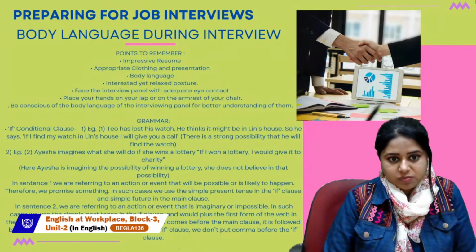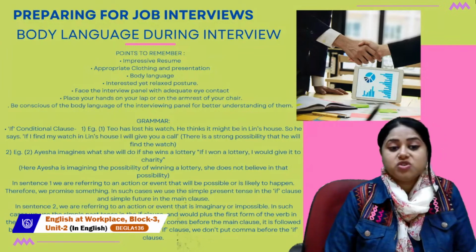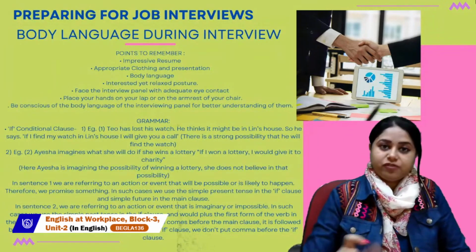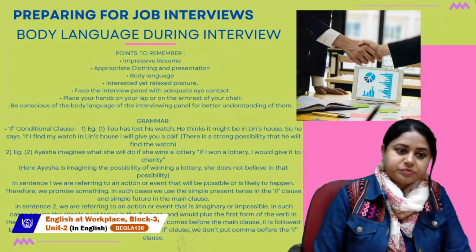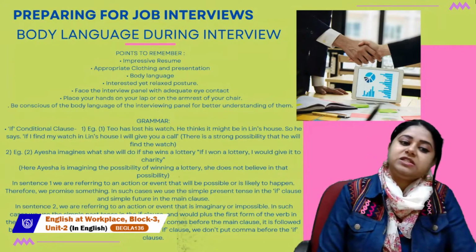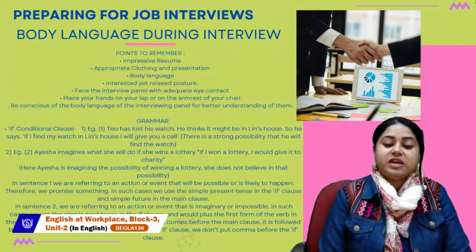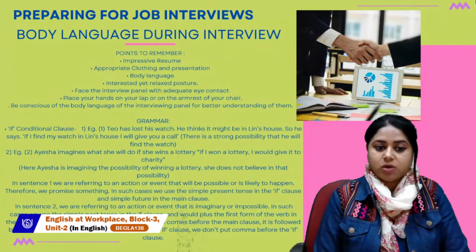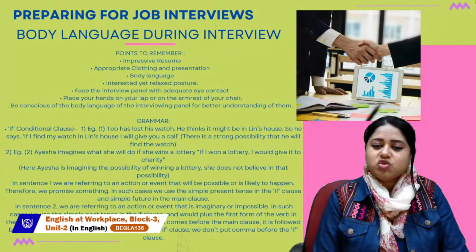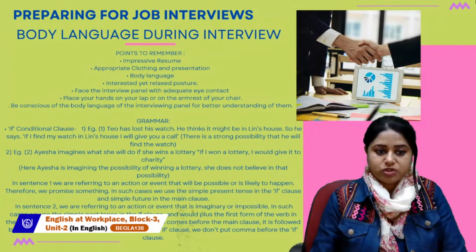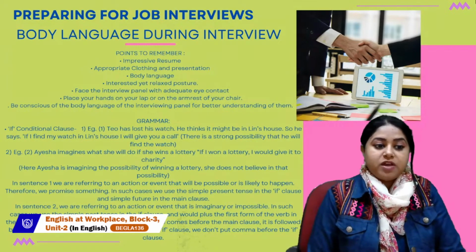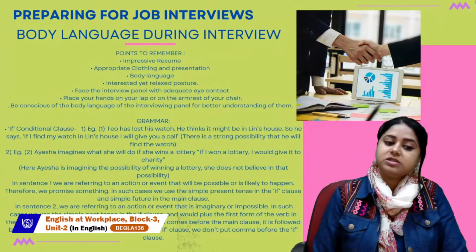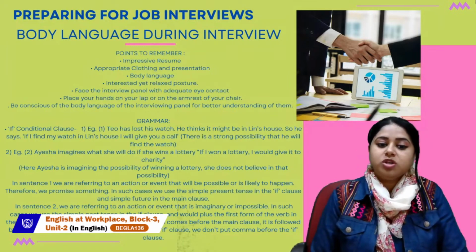Okay, so let's move to the next aspect, which is grammar. So we are going to talk about conditional clauses here. If, how we use if. So let's say the sentence is, Tom has lost his watch. He thinks it might be in Lynn's house. So he says, if I find my watch in Lynn's house, I'll give you a call. There is a strong possibility that he will find the watch. Okay. If I find my watch in Lynn's house, I will give you a call. So that means he thinks that the watch is in Lynn's house.